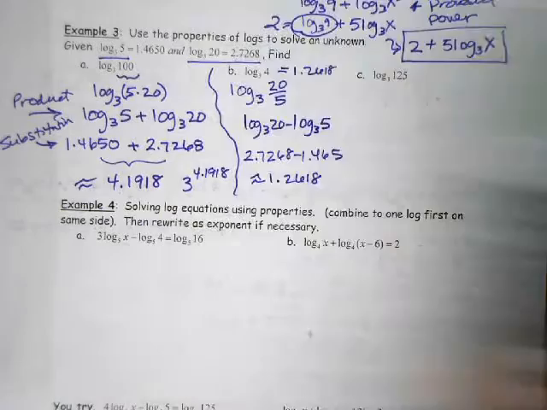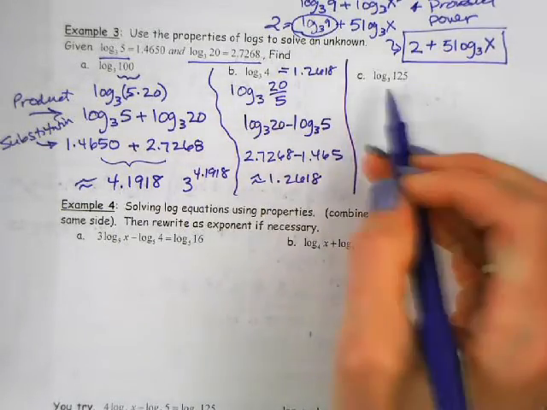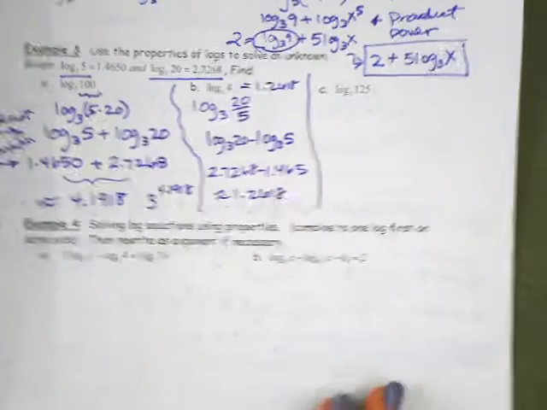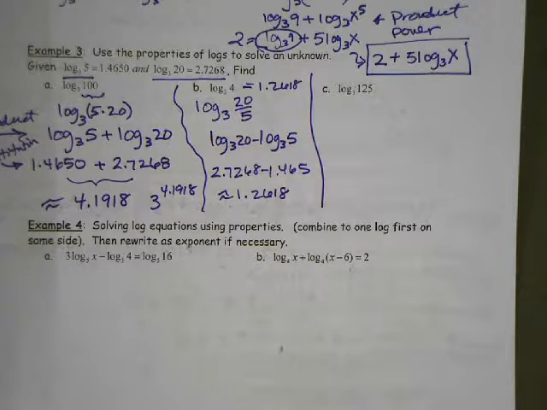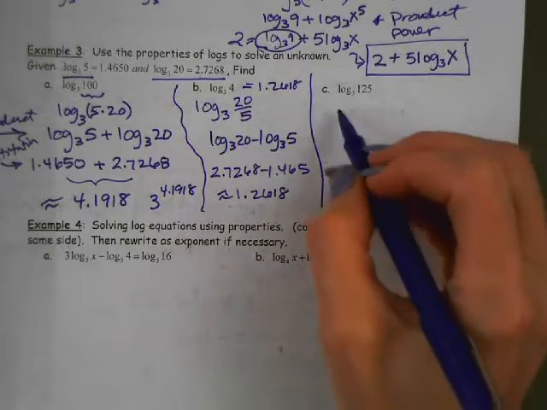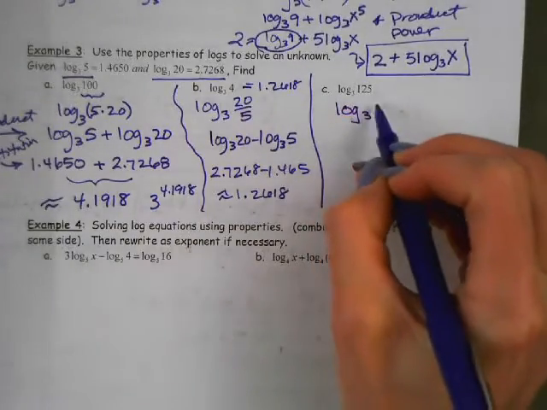Okay, alright, so now we have log base 3 of 125. I need to use 5 and or 20 somehow to make 125. Can anyone come up with a way to make 125 out of one or both of those numbers? I'm going to give you a hint. It's using the property we haven't used yet. So what property have we not used yet? The power. So 5 to the third. Yeah, 5 to the third. So now 125, I can rewrite as log base 3 of 5 to the third.